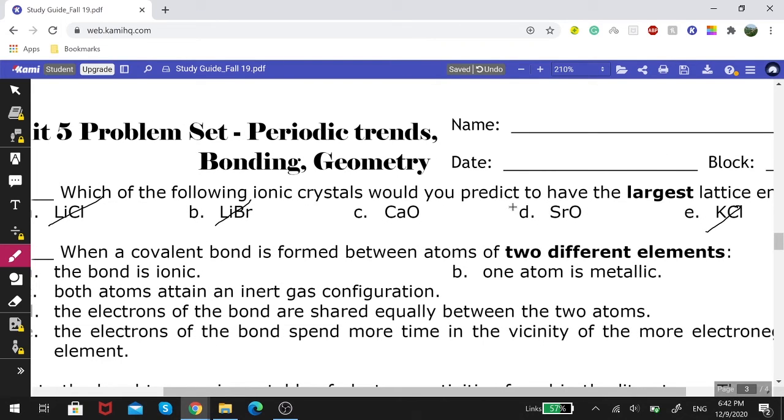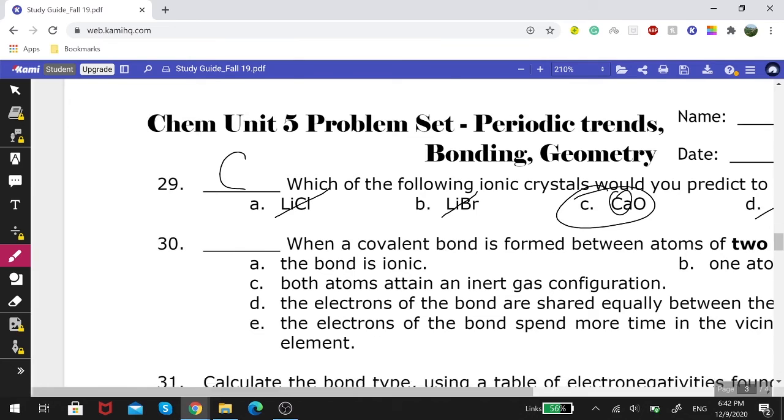Now, since both of these have oxygen, we're going to see which of these has a smaller atomic radius. Since smaller radius equals larger lattice energy. So Ca is number 20, while Sr is number 38. That means Sr has a whole extra electron shell, meaning more electron shielding, which means bigger radius. So bigger radius means smaller lattice energy. So this one has a smaller lattice energy, and the largest lattice energy will therefore be CaO.